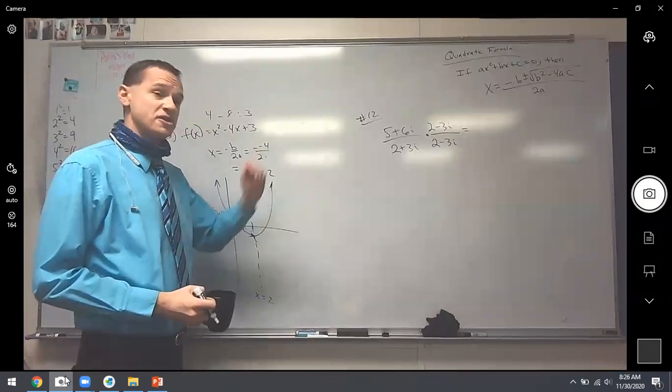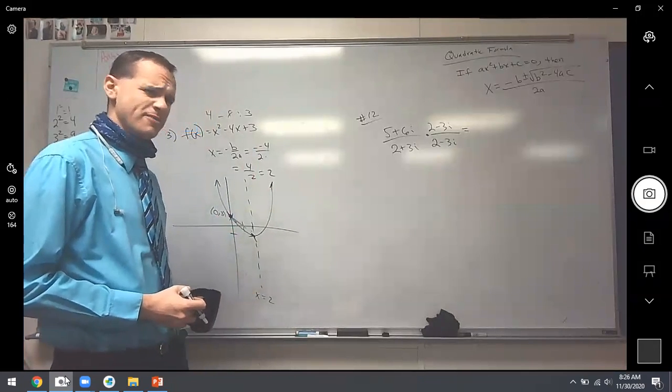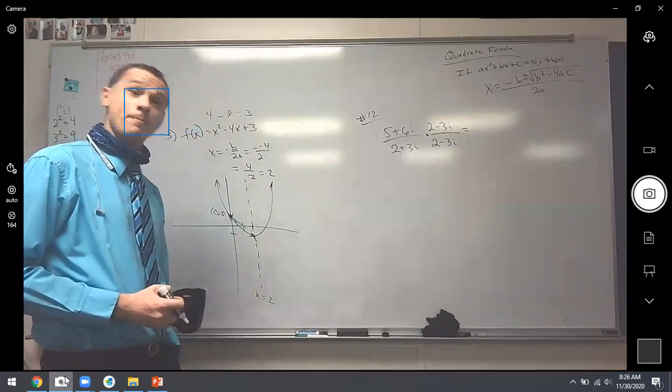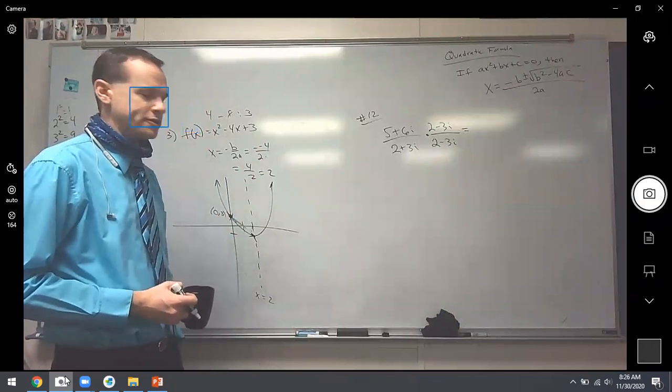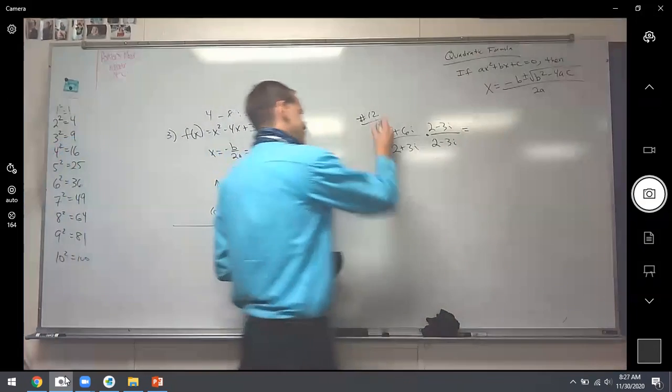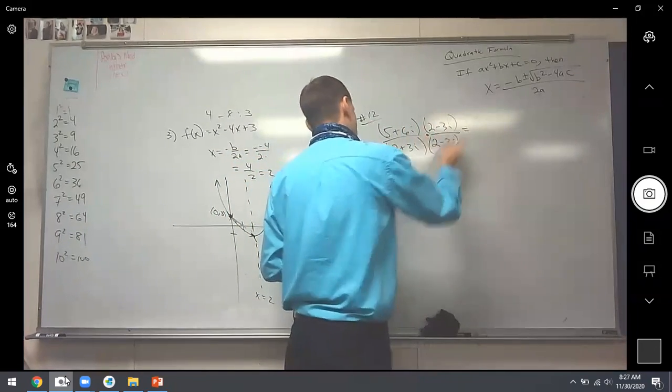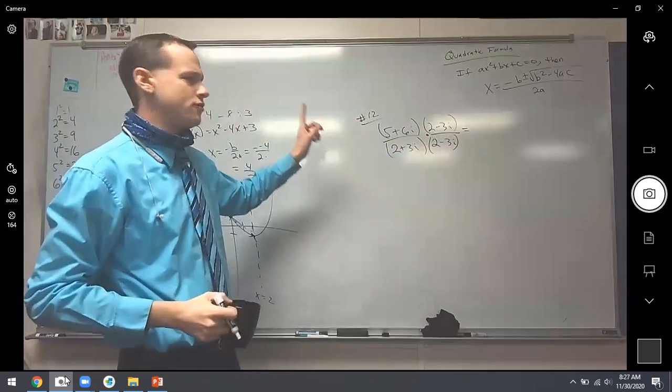The top will probably be some gross thing, but that's okay. Our job is to make the bottom pretty. That's why we're multiplying by the conjugate of the bottom. So I want the bottom to be pretty. All right. Well, how do you multiply fractions? Straight across. Don't forget your basics, okay? The basics always follow you the rest of your life.